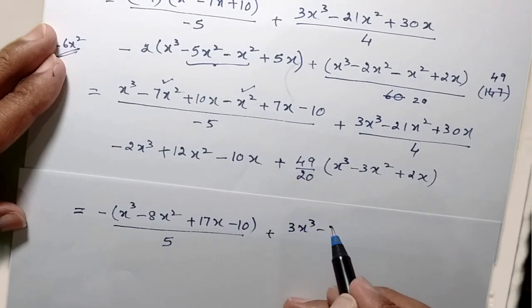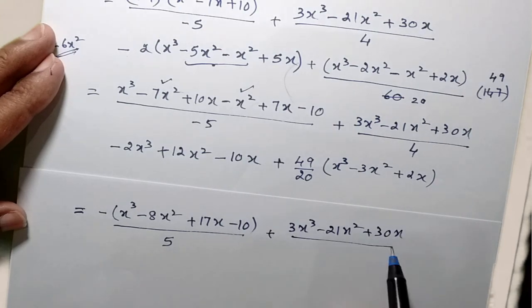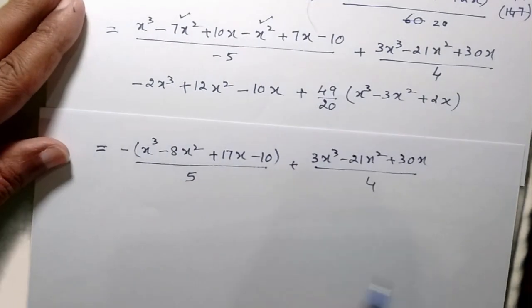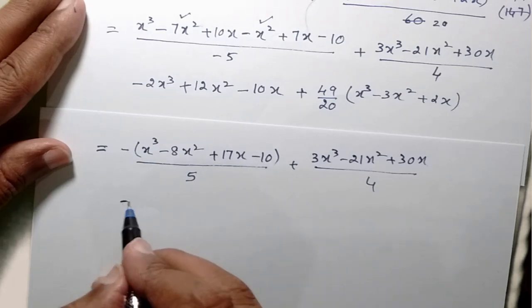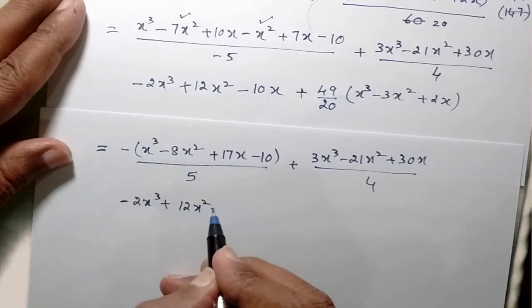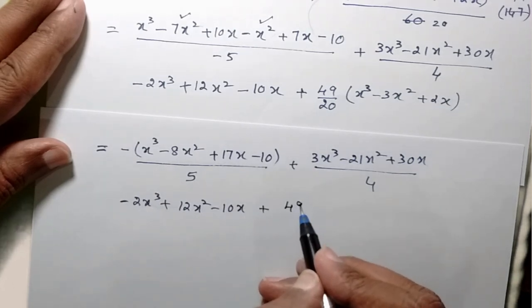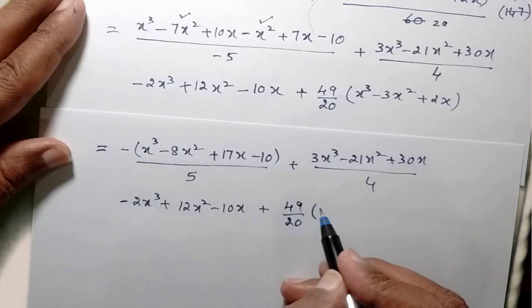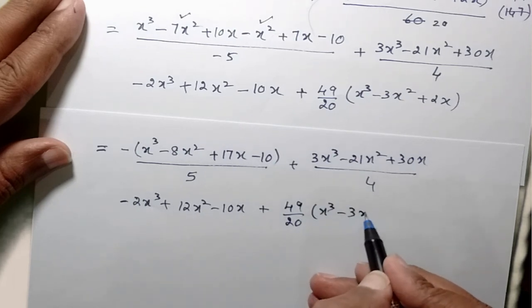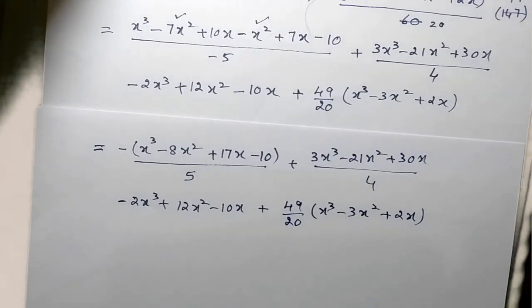3x cube minus 21x square plus 30x divided by 4. Now this term will be as it is, minus of 2x cube plus 12x square minus of 10x, plus this will also remain the same, 49 by 20 times of x cube minus 3x square plus 2x. So those are the terms that I have written.